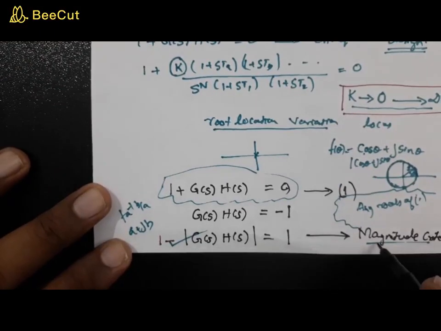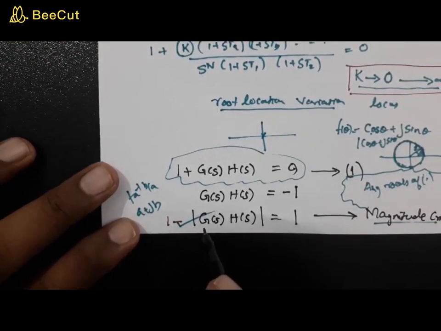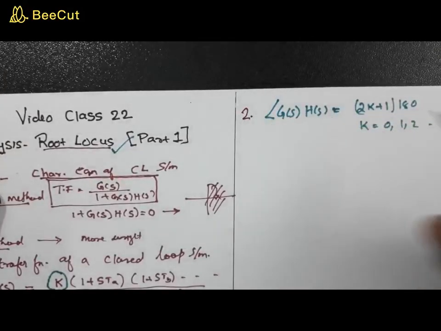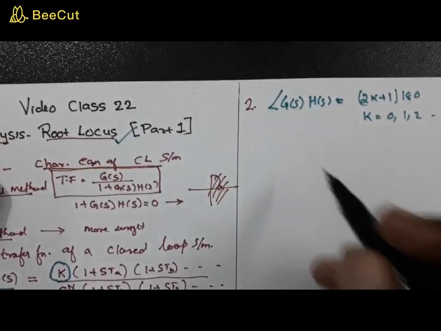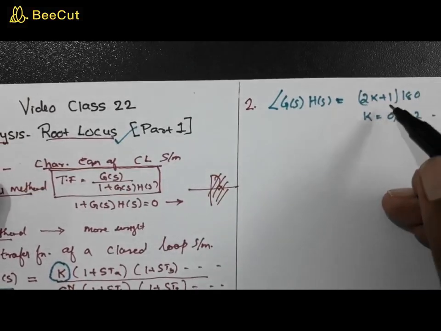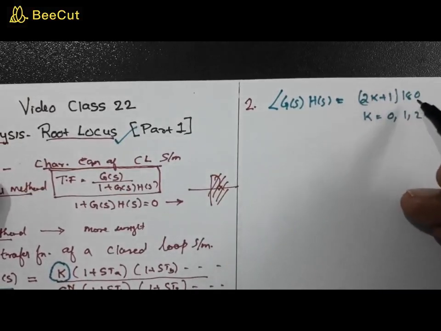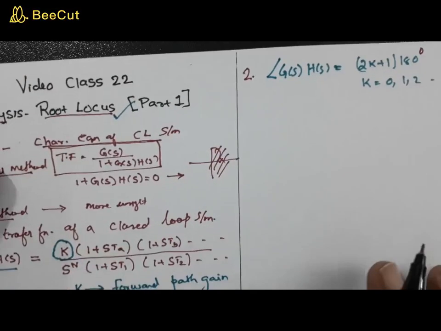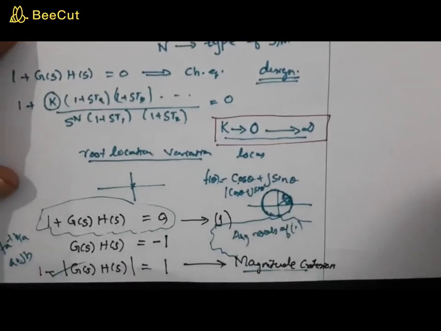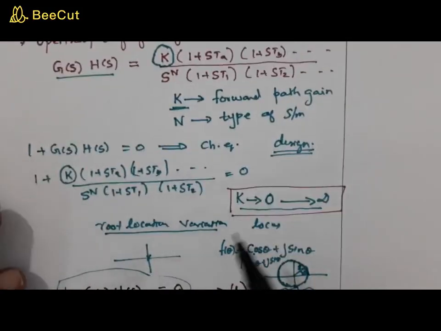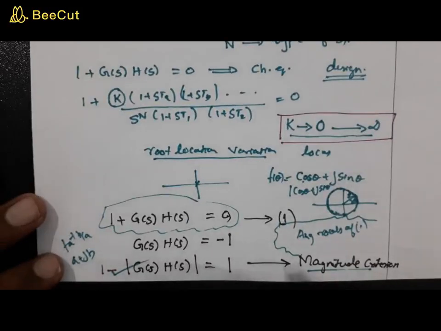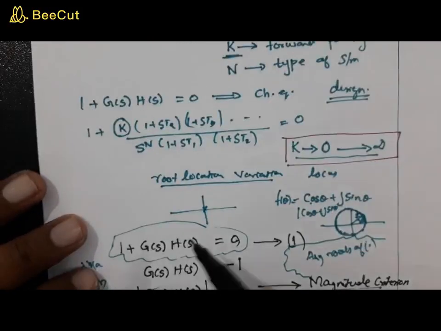Condition 1 is called the magnitude condition, which is magnitude of G(s)H(s) equal to 1. Condition 2 is called the angle criterion or angle condition, that is angle of G(s)H(s) has to be equal to (2k plus 1) into 180 degrees. So these two conditions are very important, and whichever roots satisfy these two conditions will be the roots of 1 plus G(s)H(s).